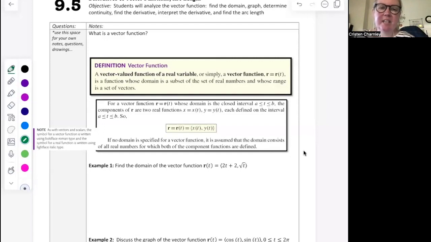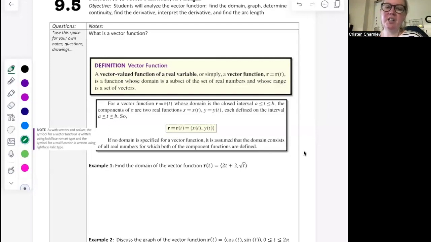Today we're looking at section 9.5, derivatives of vector functions in arc length. So students will analyze the vector function, find the domain, graph, determine continuity, find the derivative, interpret the derivative, and find arc length, all with vector functions. So what is a vector function?